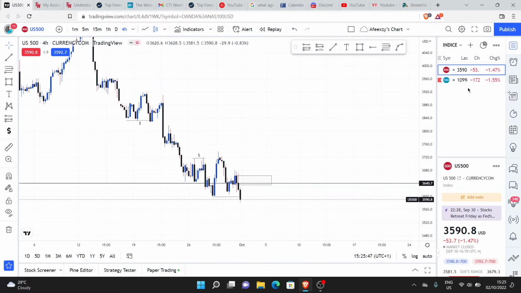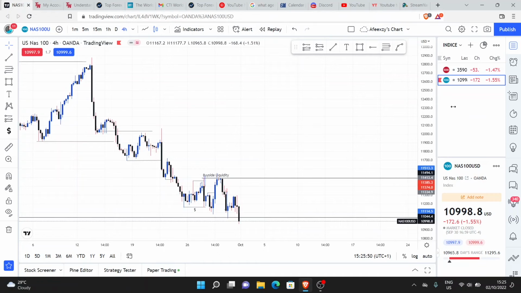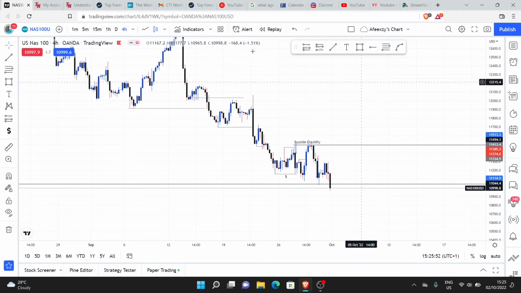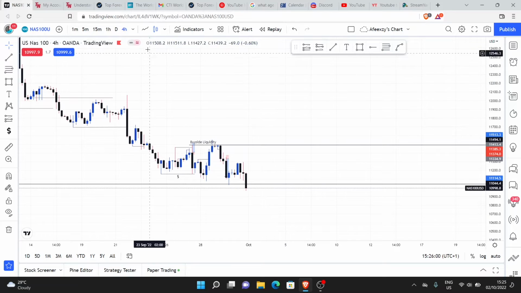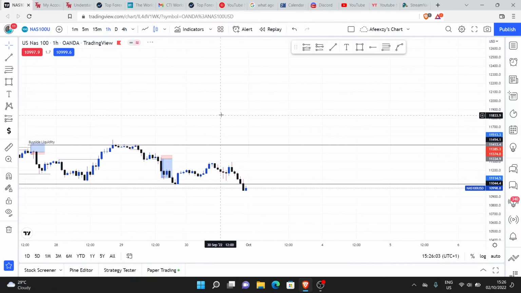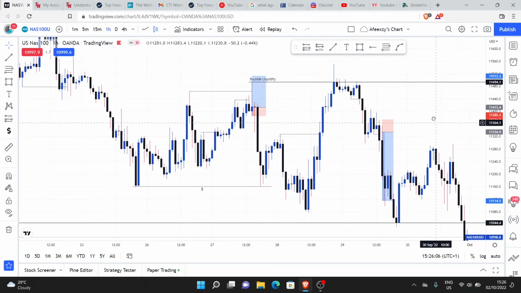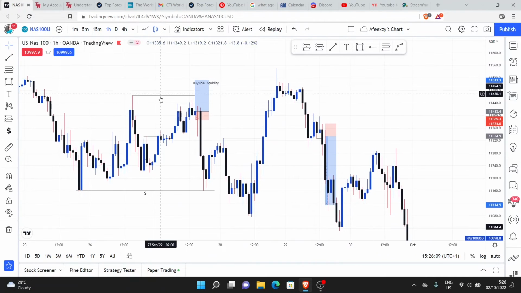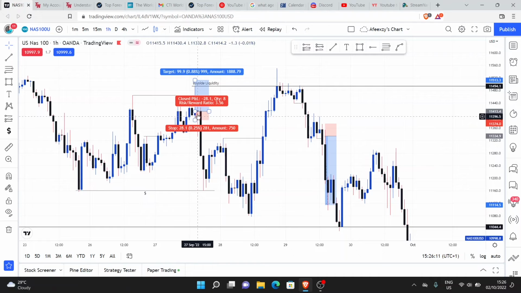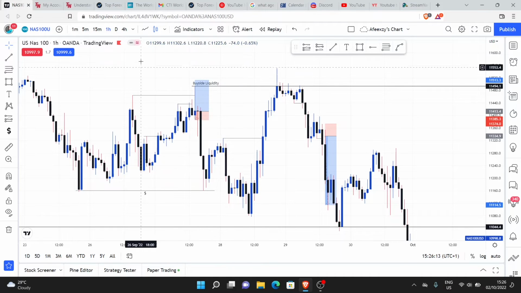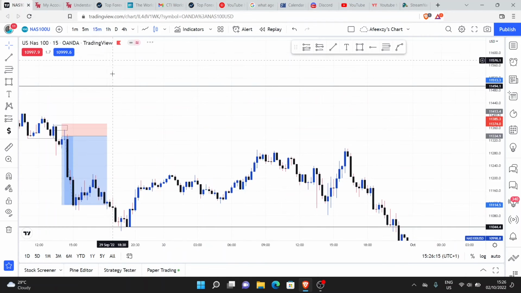On our NASDAQ, let me go to the NASDAQ. Here is the pair I trade mainly recently. Of recent, I trade NASDAQ mainly. So on NASDAQ, let me show you my last week trade. You can see here, this was the first trade I took last week on NASDAQ. Let me show you the reason I entered the trade.